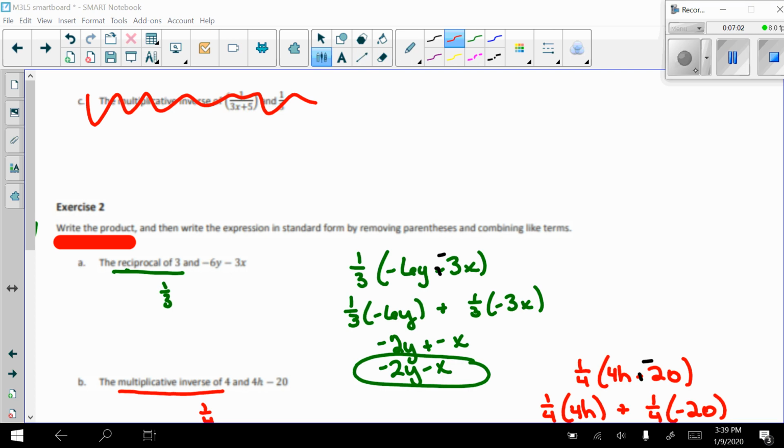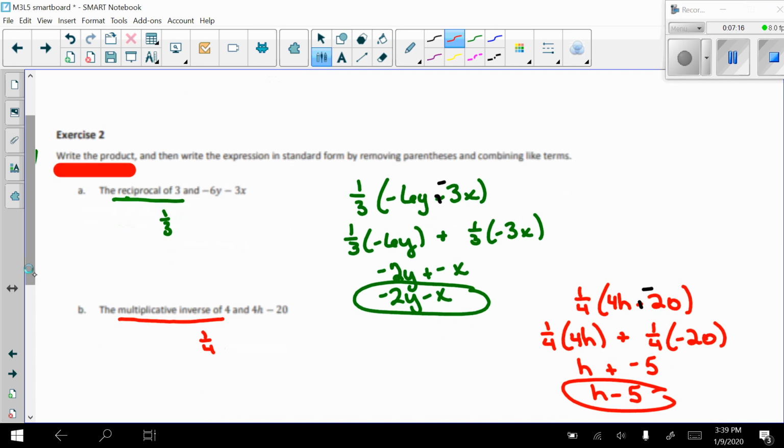All right, let's check out the first one. The reciprocal of 3 is 1/3. So I do 1/3 multiplied by the negative 6y minus 3x. Change the subtraction to add the opposite. Distribute the 1/3. And I get a final answer of negative 2y minus x. Actually, that's not in standard form, is it? That really should be negative x. Whoops, wrong color. Negative x minus 2y. I'll take any of those three answers.